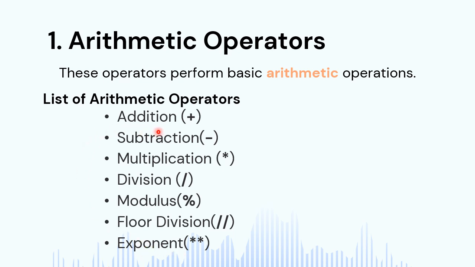Here the addition operator is the plus symbol, the subtraction operator is the minus symbol, the multiplication operator is the star symbol, the division operator is denoted by a single slash, modulus is denoted by the percent symbol, floor division is denoted by a double slash, and exponent is denoted by 2 asterisks.